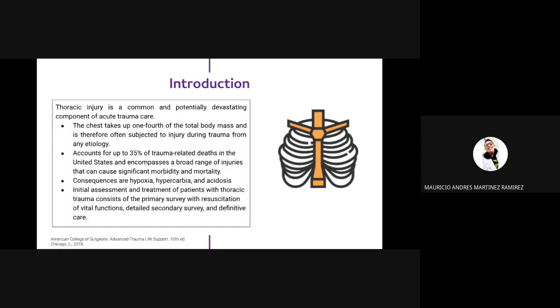Consequences from trauma are hypoxia, hypercapnia, and acidosis. The initial assessment and treatment of patients with thoracic trauma consists of the primary survey with resuscitation of vital functions, a delayed secondary survey, and definitive care.